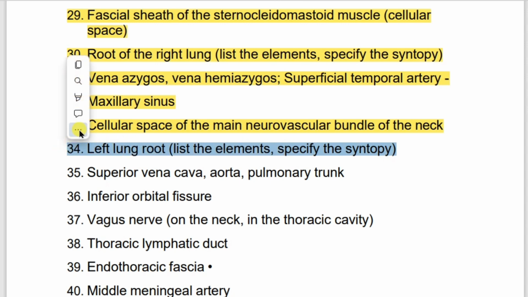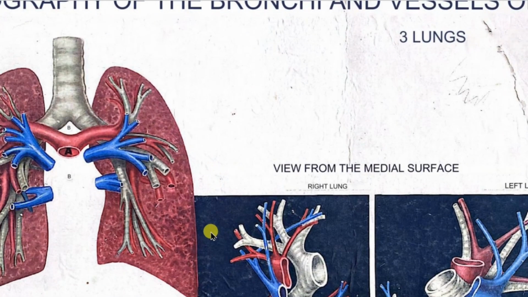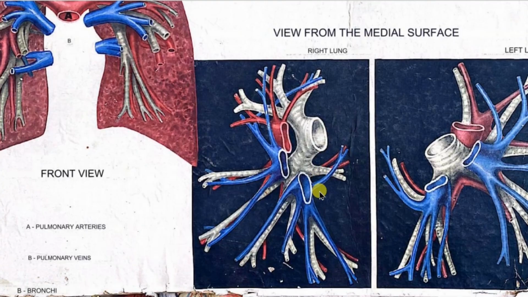Left lung root. So which region? Thoracic region, right? Guys, have a look here. This is the left lung root, a clear cut picture. So what is the skeletotopy? First of all, the skeletotopy is that the root of the lung is located at the level of T5 to T7.